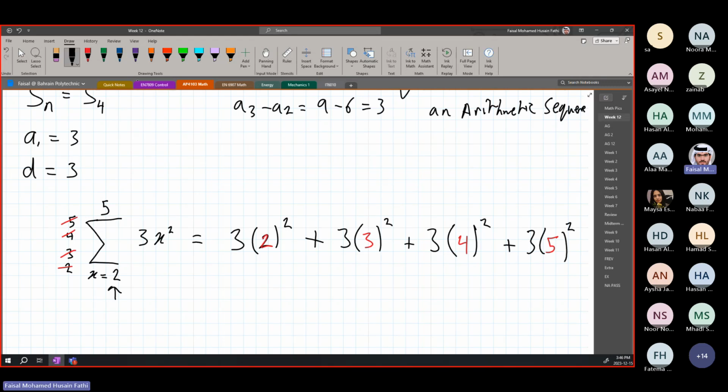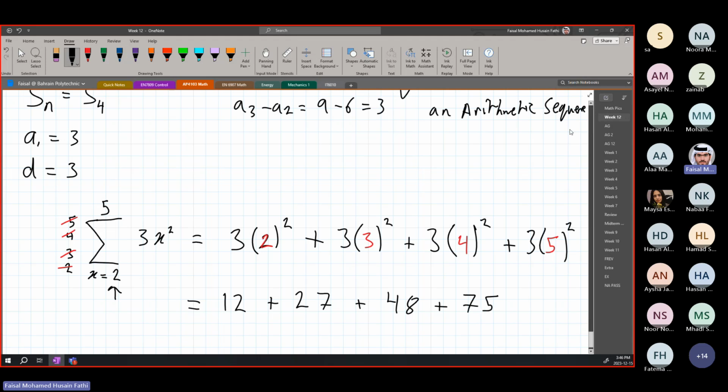And that's it. Now, if we simplify this, 2 squared is 4, 3 times 4 is 12. 3 squared is 9, 3 times 9 is 27. 4 squared is 16, 3 times 16 is, is it 64? No, it's 48. And then 5 squared is 25, 3 times 25 is 75.